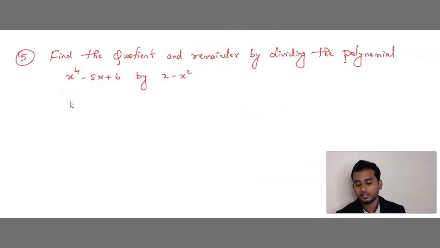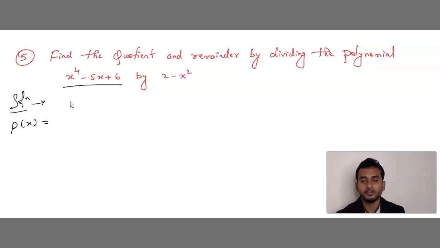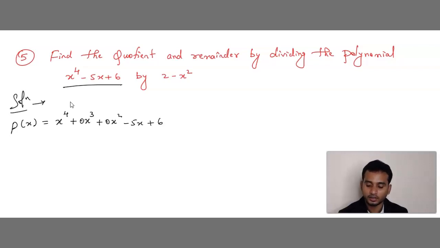Yes, children, so you can see here question number 5. Find the quotient and remainder by dividing the polynomial x power 4 minus 5x plus 6 by 2 minus x square. So first we take p of x. First check whether it is in the standard form of 4th degree, that is x power 4. 3rd degree is missing. So we can write that as plus 0x cube. 2nd degree is also missing. So we can take plus 0x square. Then 1st degree, that is minus 5x. Then constant, that is plus 6.